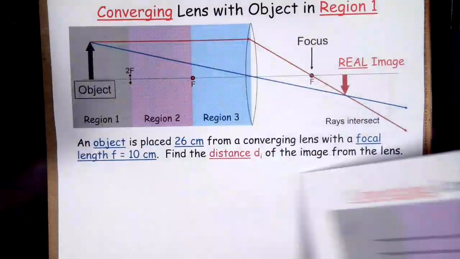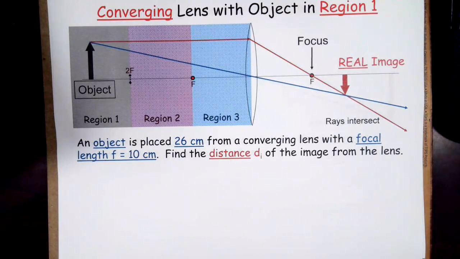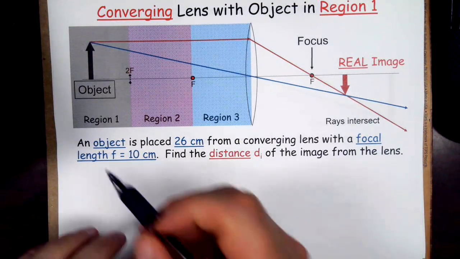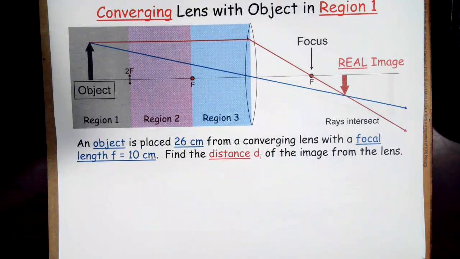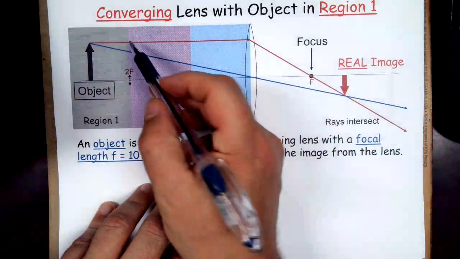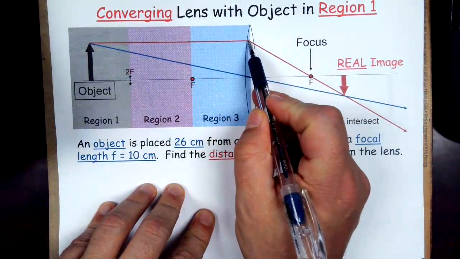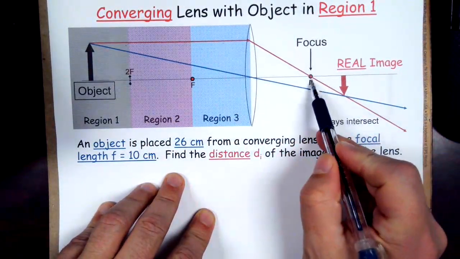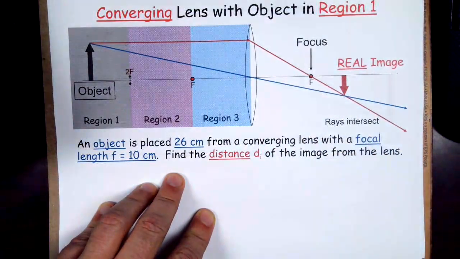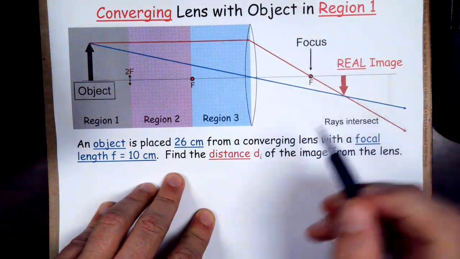Okay. So let's try our next case where we have an object that is in region 1. Region 1 here is beyond 2 times the focal length. In this case, we've drawn a couple of the rays here. This is the P ray, so it runs parallel to the lens, then it focuses through the focal point, and then crosses where it looks like the image is.